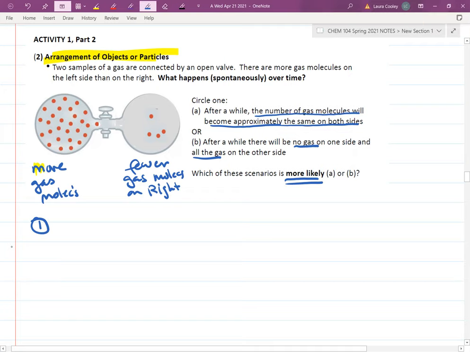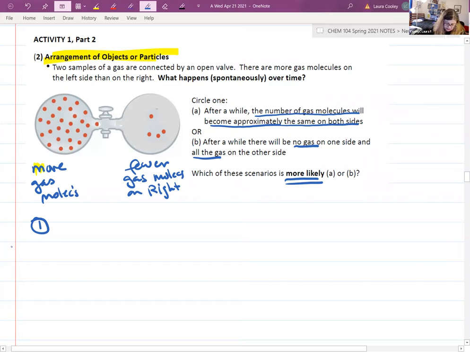Approximately the same on both sides. I would agree with that. I definitely would agree with that. Right, but why? What do you think that has to do with? Well, let's suppose that there's nothing actually in this container except for the gas, so the only pressure is being caused by that gas itself.